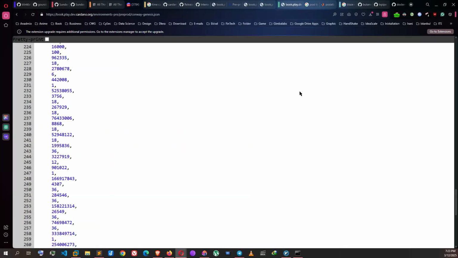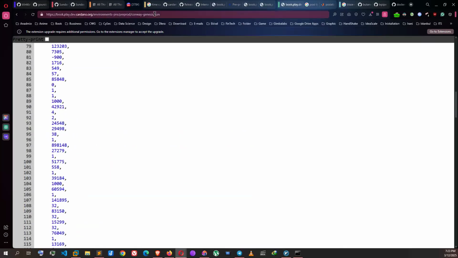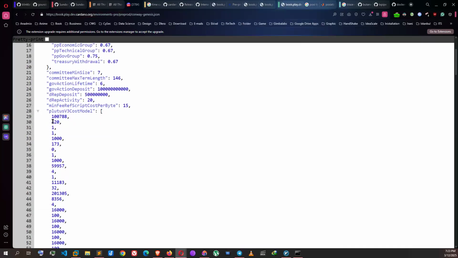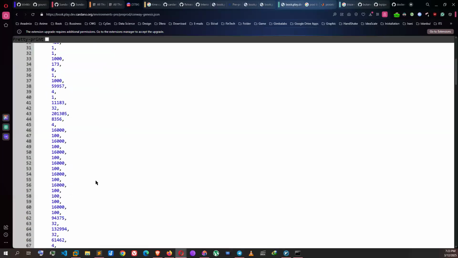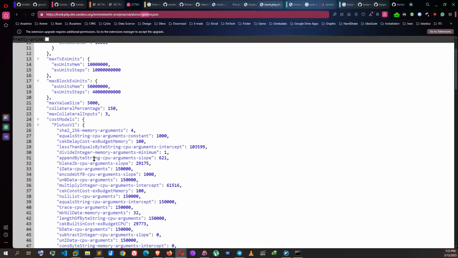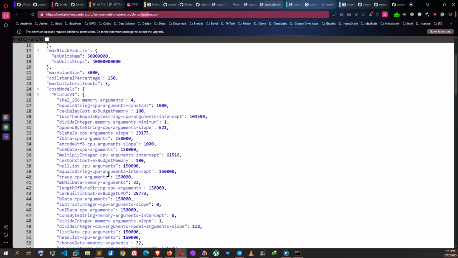Here is the Conway Genesis, the current era. We just see this bunch of numbers without any meaning behind them. But here the meaning is here. We can look into that and find what we mean by those numbers.